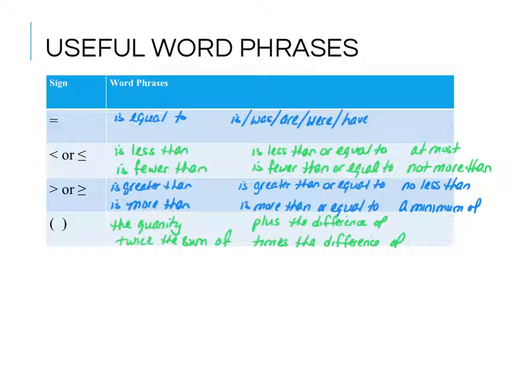Now, this list isn't all-encompassing, and the one I'd really like to bring your attention to is the parenthesis one, where you see the quantity of, or twice the sum of. You're really going to use that or see that a lot when you have two of your keywords together, plus and difference, or plus and sum, times and difference, times and sum. That's when you'll use your parentheses. But also when you see the words like quantity or the quantity of, or sum, the sum of, you'll see that word. So take a moment and write these down.